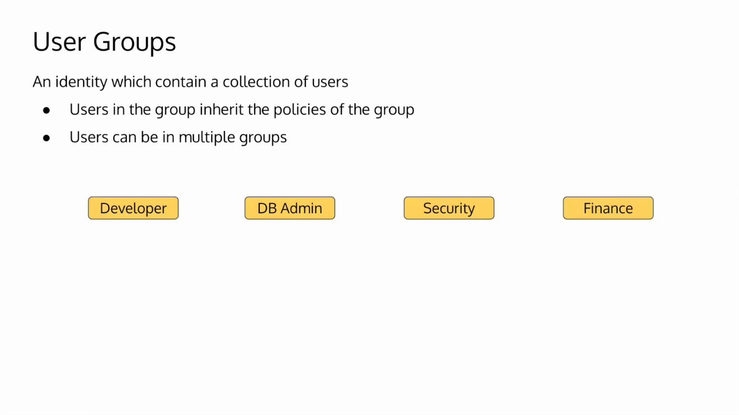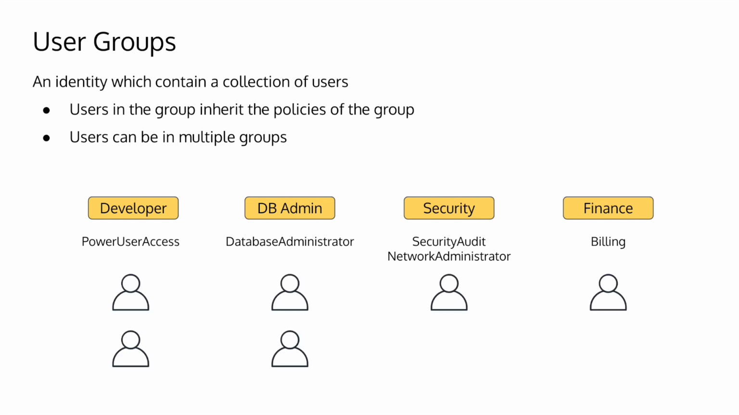So let's say you create a few groups, one for developers, database admins, security, and finance. You can then attach policies that the users of these groups will likely need. For example, these are all AWS managed policies, which we'll talk about later, but they basically allow actions relevant to what their name suggests. Now, when I add users to these groups, they'll inherit these permissions.